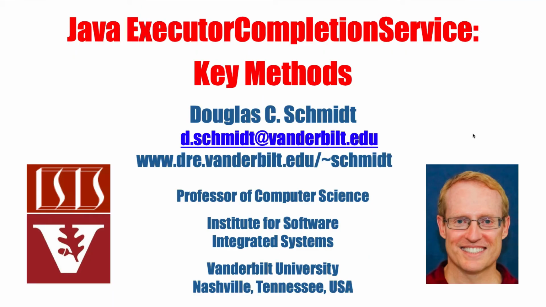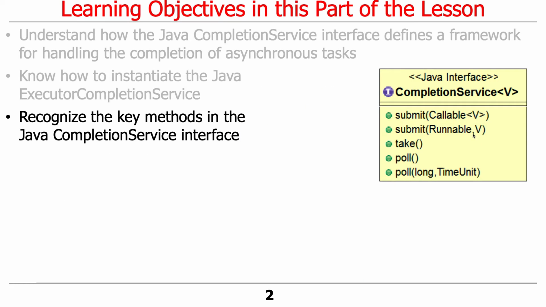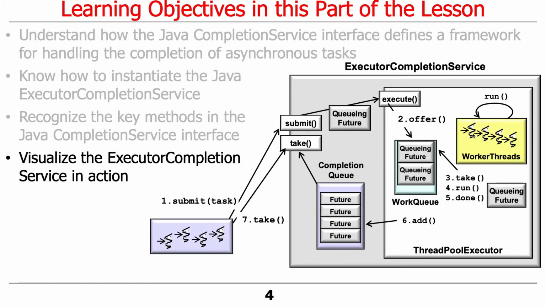So now that I've talked about the executor completion service at a high level and given you a conceptual overview of what it does, let's do a deeper dive and look at its key methods. As you can see, there are just a few of them. These methods that are part of the completion service interface are implemented by the executor completion service class. And then we'll spend a little time visualizing the executor completion service in action, which will do a better job of showing why you can have multiple threads submitting tasks and multiple threads taking the results back when they're done being processed.